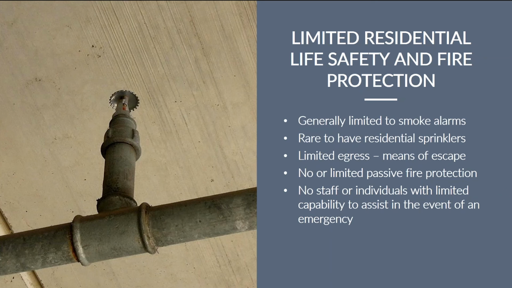Typically, we have very limited or no passive fire protection, passive fire protection being fire-rated assemblies, self-closing doors, smoke barriers, things of that nature. Compartmentation to slow down the spread of the fire typically doesn't exist in that 1 and 2 family dwelling environment.